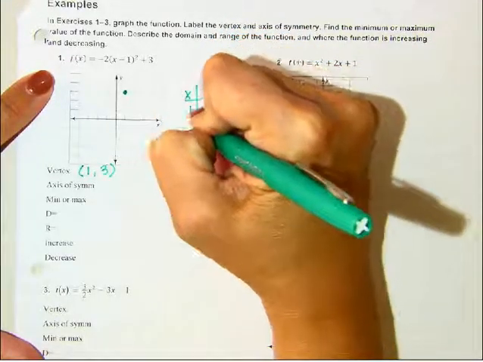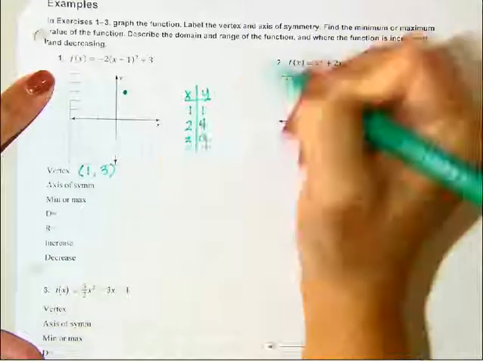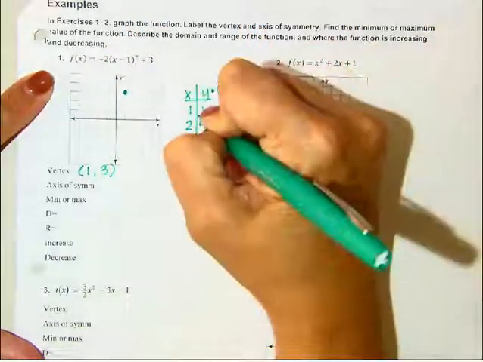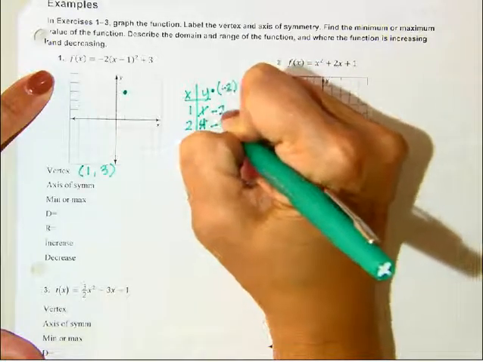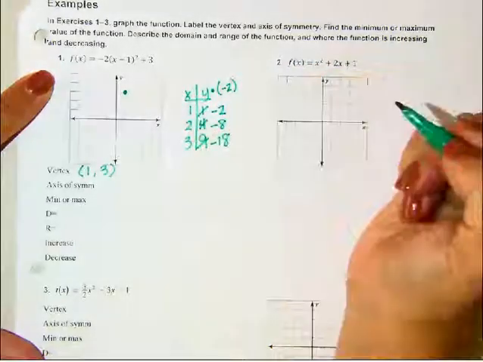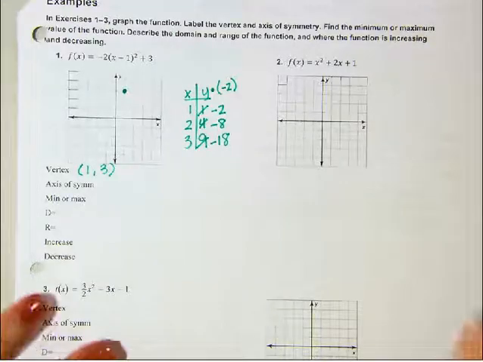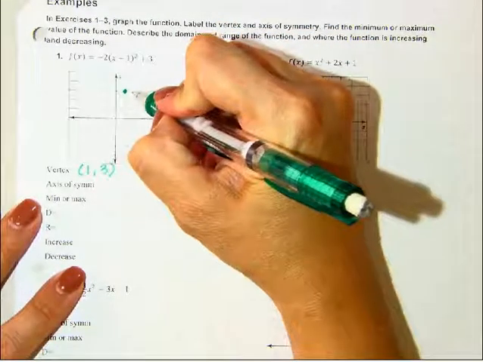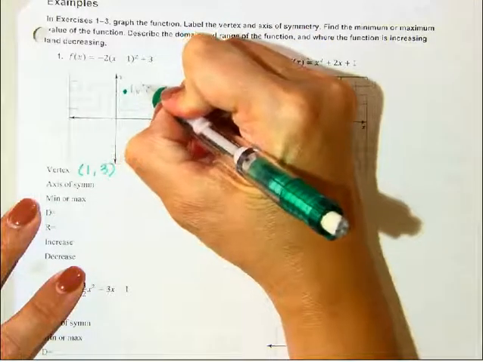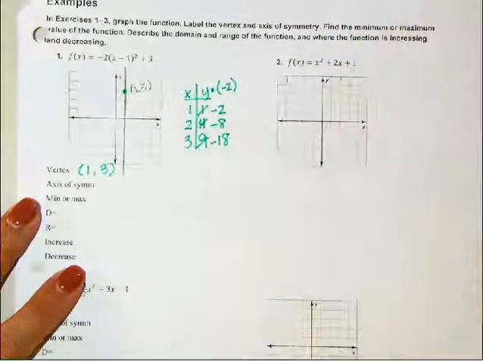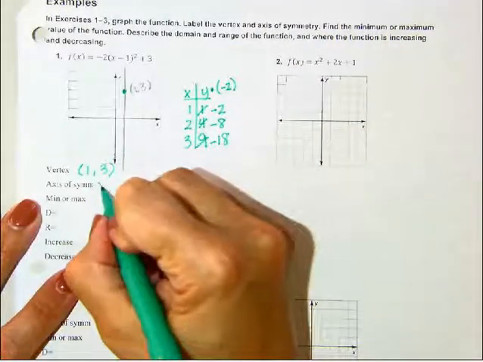You were to memorize the points: 1, 1, 2, 4, 3, 9. I take my a and I multiply that y value times that number. So this became a negative 2, negative 8, negative 18. And it does want you to label your vertex and your axis of symmetry. So this vertex is, we said, (1, 3). Here's my axis, it goes through that vertex. So that is the line of x equals 1.